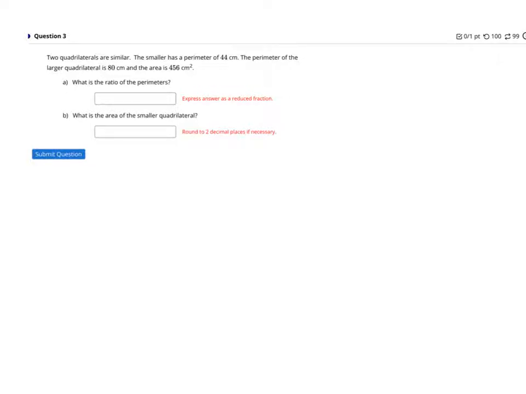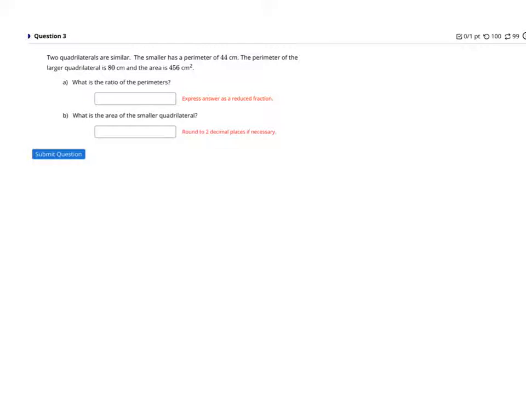Okay, let's take a look at number 3 on the ratio of similarity worksheet. It says two quadrilaterals are similar. The smaller has a perimeter of 44, the perimeter of the larger quadrilateral is 80, and the area is 456. So let's look at the first question.